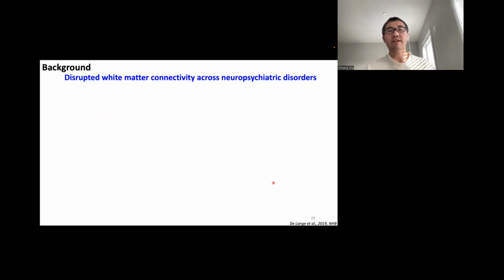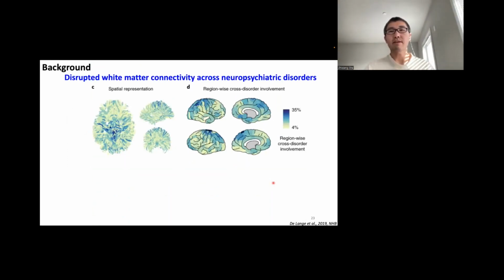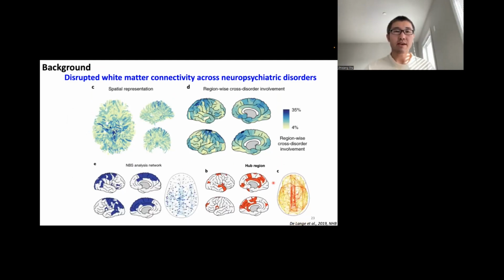As we know, white matter connectivity is also altered in a variety of neuropsychiatric disorders. This figure illustrates the shared white matter connectivity alterations across these brain disorders. In this figure, the dark color represents the regions with white matter connectivity alterations across brain disorders. If we divide these regions by network analysis, we can find this pattern is quite similar to the pattern where hub regions are distributed. That suggests the regions with dense white matter connectivity tend to be more vulnerable to brain disorders.